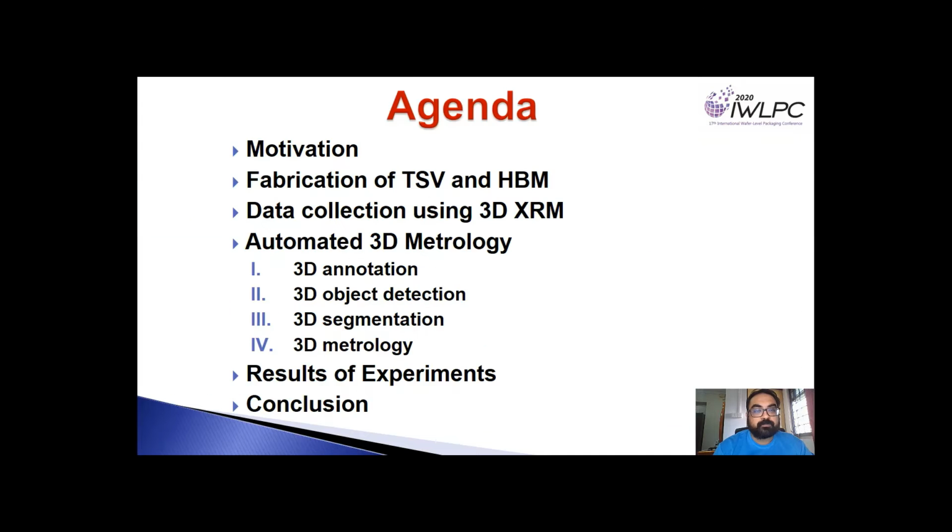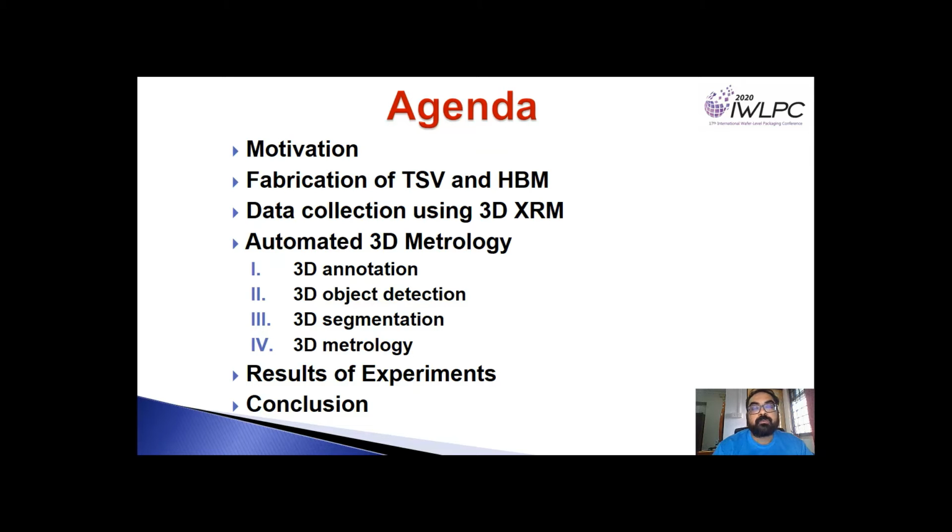So let's get started. In this talk, I will first motivate the problem statement, why what we are doing is important. Then I'll discuss the fabrication of the test vehicles. Over here, we use TSVs and HPMs. I will discuss the protocols involved with data collection using 3D XRM tool.